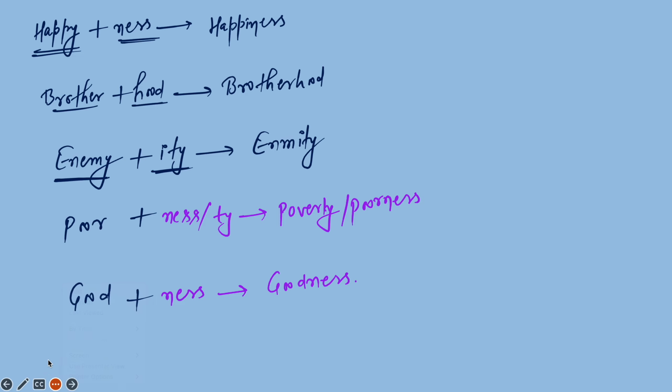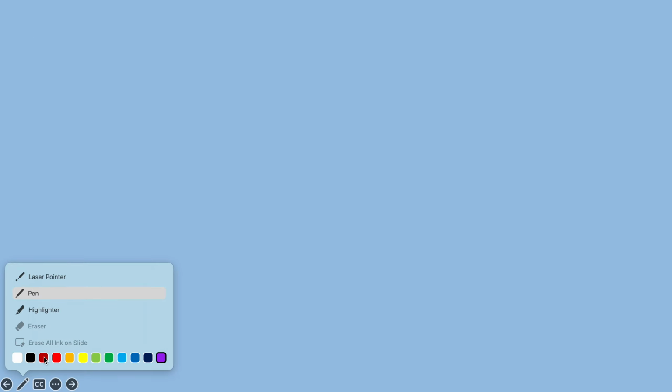Okay. Now come to the next slide. And now we are going to deal with the categorization of noun. Categorization of noun. So basically there are two kinds of noun on the basis of number.